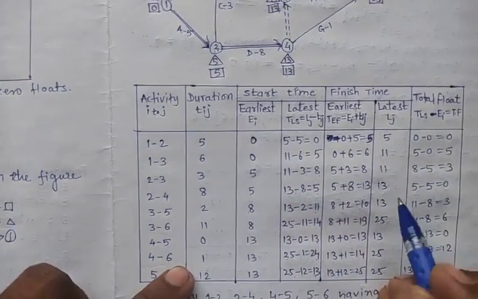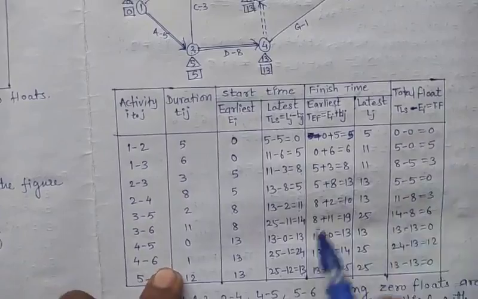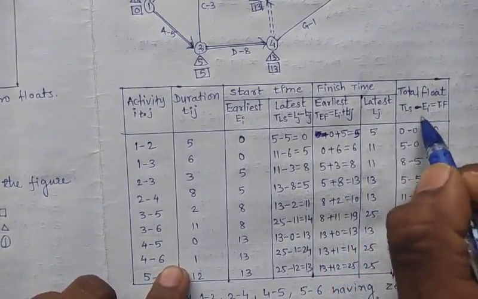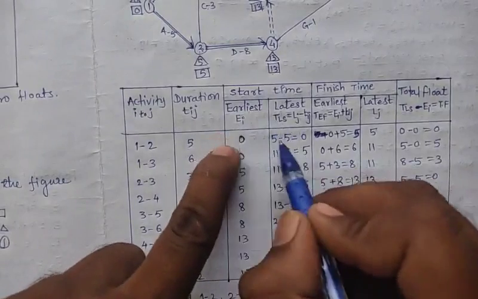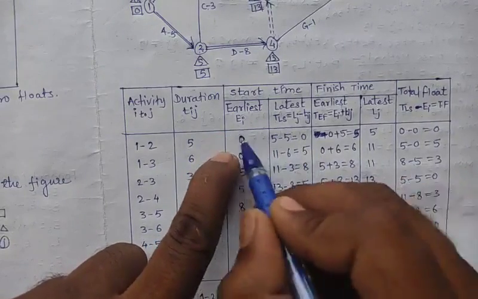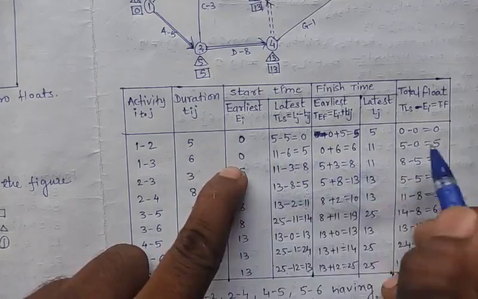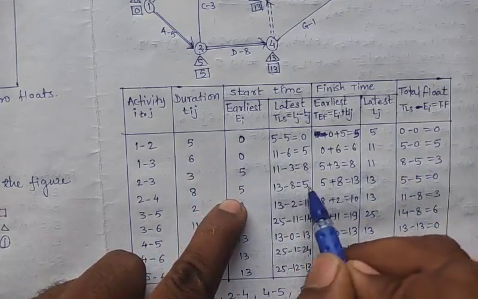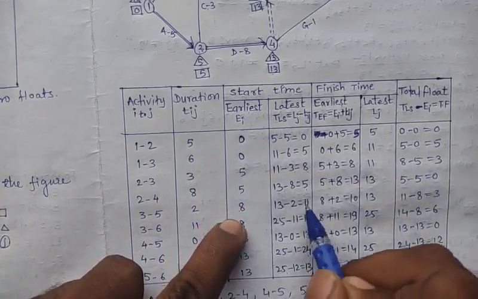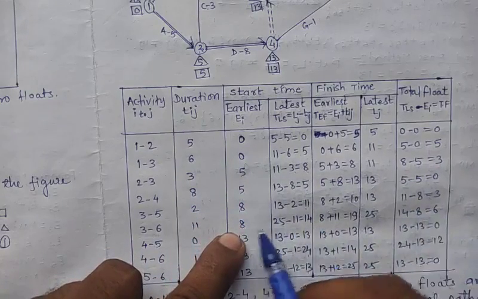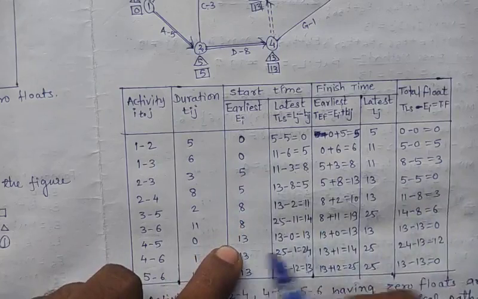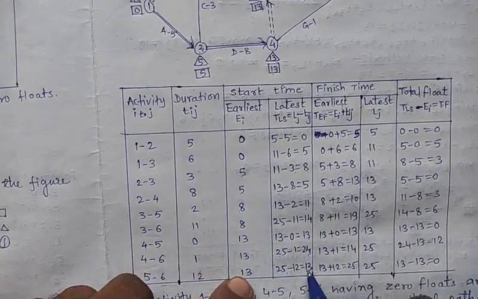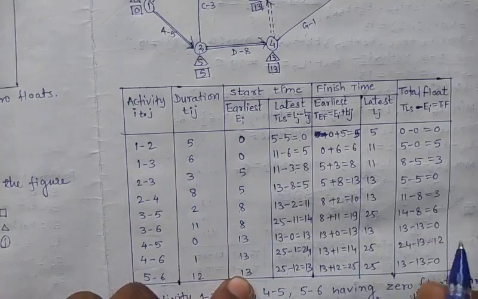Okay. Now to find out the total float, what is the formula? LS minus ES. So subtracting: 0 minus 0 is 0, 5 minus 0 is 5, 8 minus 5 is 3, next 5 minus 5 is 0, 11 minus 8 is 3, 14 minus 8 is 6, 13 minus 13 is 0, 24 minus 13 is 12, and last 13 minus 13 is equal to 0.